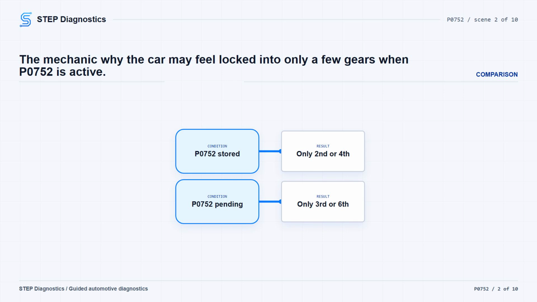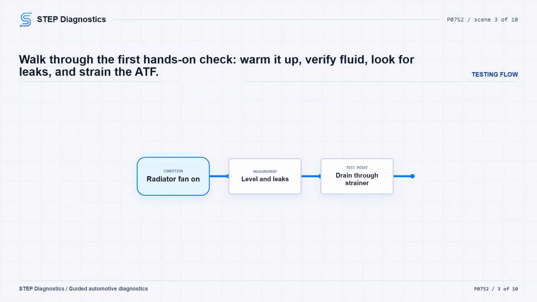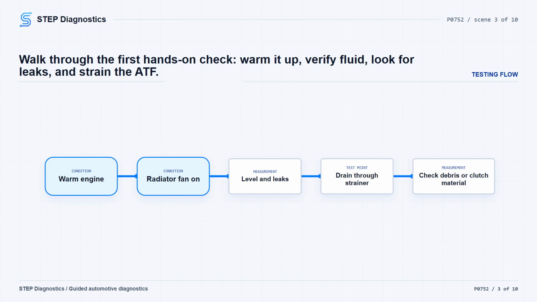Before chasing the code, start with the basic system checks so you are not diagnosing around a low fluid, leak, or setup problem. First, warm the engine to normal operating temperature. For this procedure, that means the radiator fan has come on. Make sure the transmission is filled to the proper level and check for fluid leaks.